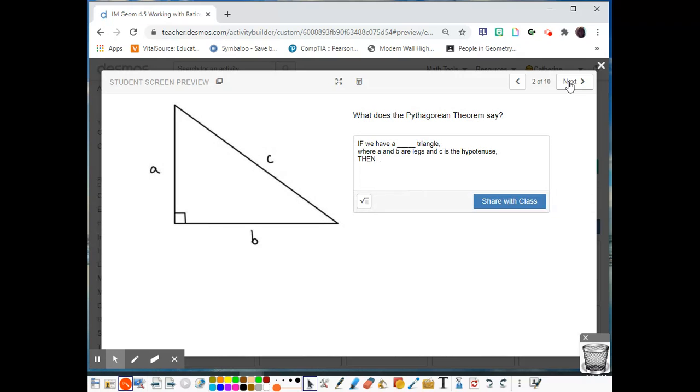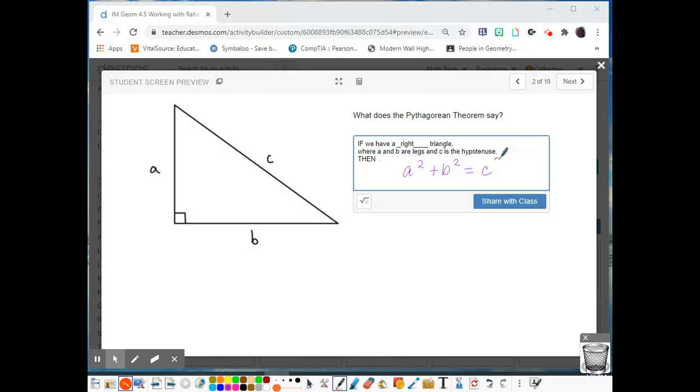First, we need to start off by remembering what the Pythagorean theorem says. If we have a right triangle where A and B are legs and C is the hypotenuse, then we know, and you guys can write this in there, I'm just going to add it in, that A squared plus B squared equals C squared, or the lengths of the two legs squared equals the hypotenuse squared.